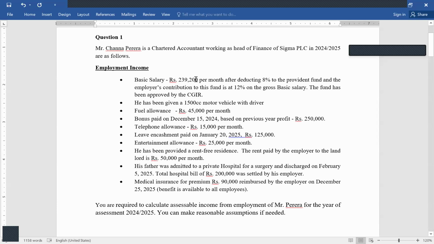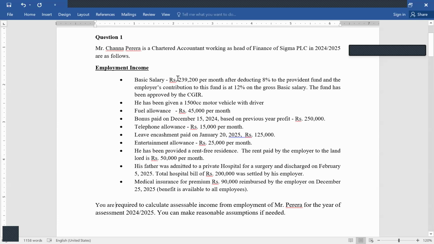And after that, we have to multiply it by 100 to calculate the gross amount. Then we can consider it as a monthly gross amount. And the employer's contribution to this fund is 12%. So the 12% is the employer contribution. We have to consider it later. So prior to that, we have to consider the gross amount.